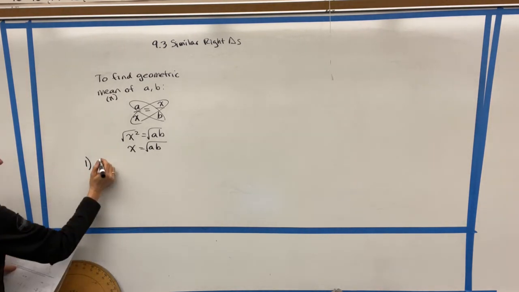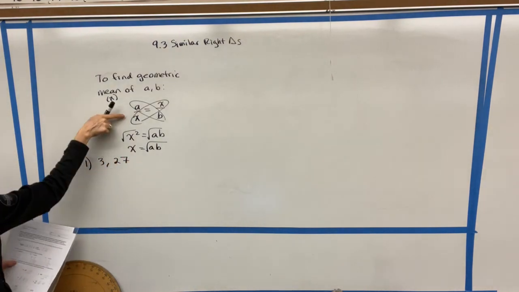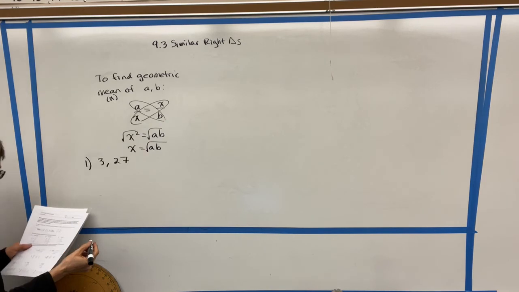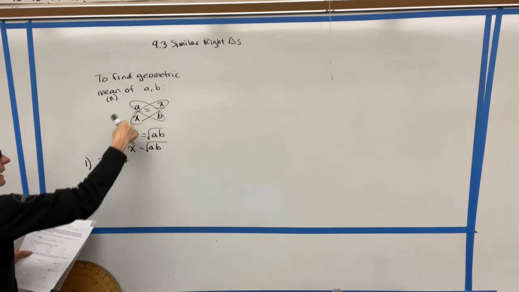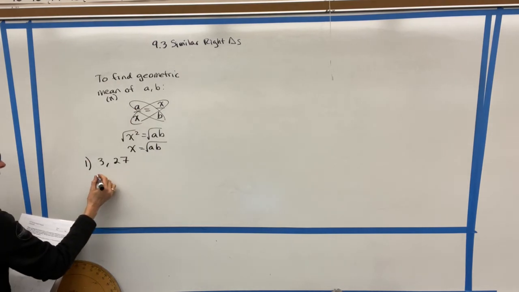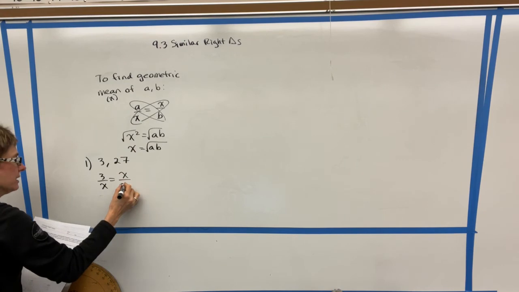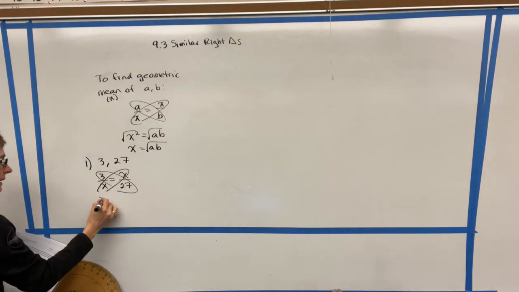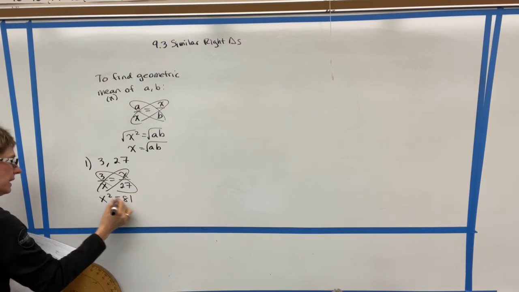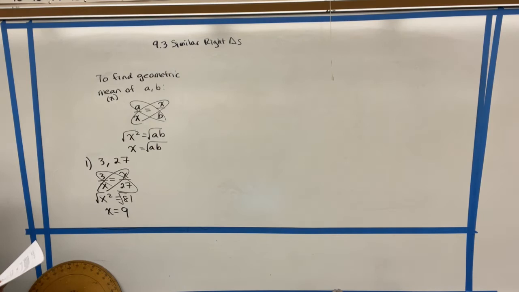So let's say we want to find the geometric mean of 3 and 27. We would set up this proportion right here with 3 on the top left, 27 on the bottom right, and X's in those spots there. So we would write 3 over X equals X over 27. We would cross multiply. We get X squared equals 81. And when we take the square root, we get that X is 9.